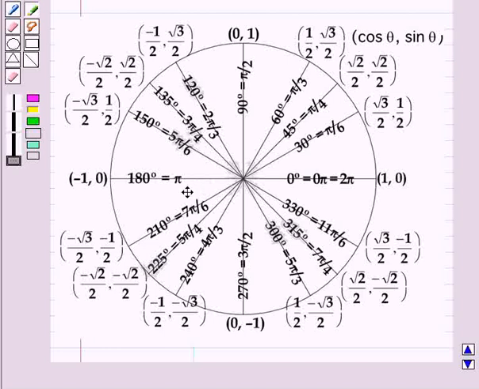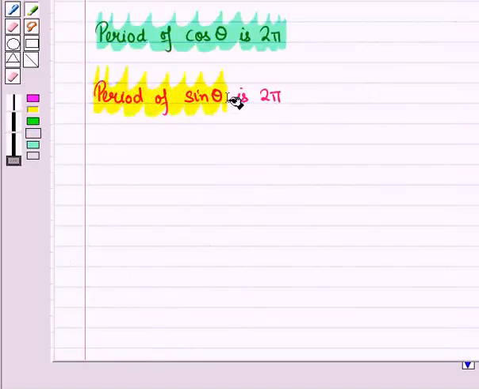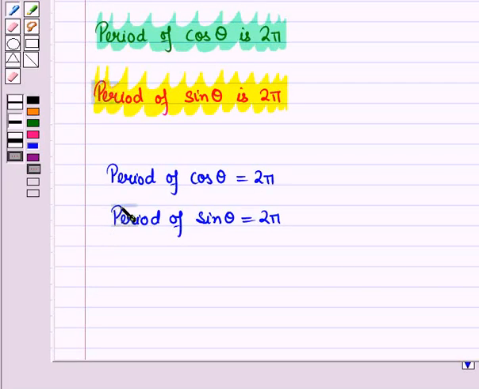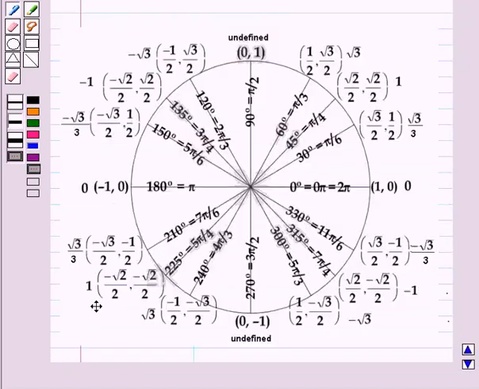Similarly, the value of sin theta also starts repeating after 2 pi. So, period of sin theta is 2 pi. Thus, period of cos theta is equal to 2 pi and period of sin theta is equal to 2 pi. Now, let us see period of tan theta. Here, see this figure.